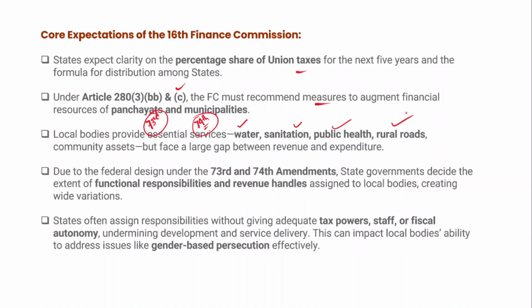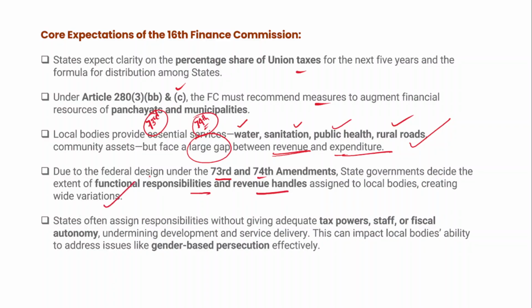However, in order to provide these services to the people at the grassroots level, they need revenue and finances as well. However, there is a large gap between revenue and expenditure to provide these essential services by these local bodies. Due to the federal design under the 73rd and 74th Constitutional Amendment Acts, state governments decide the extent of functional responsibilities and revenue handles which are being assigned to the local bodies.